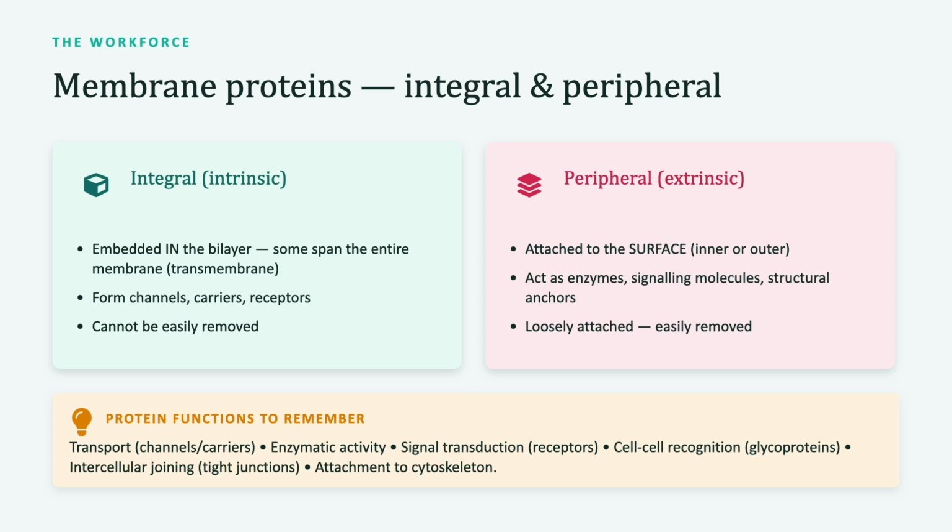The membrane is not just phospholipids. Proteins do most of the work. Two types: integral or intrinsic proteins are embedded deep inside the bilayer. Some stretch all the way across from one side to the other. These are called transmembrane proteins. They form channels and carriers that let specific molecules through, and they act as receptors for signals. They are tightly embedded and cannot be easily removed.